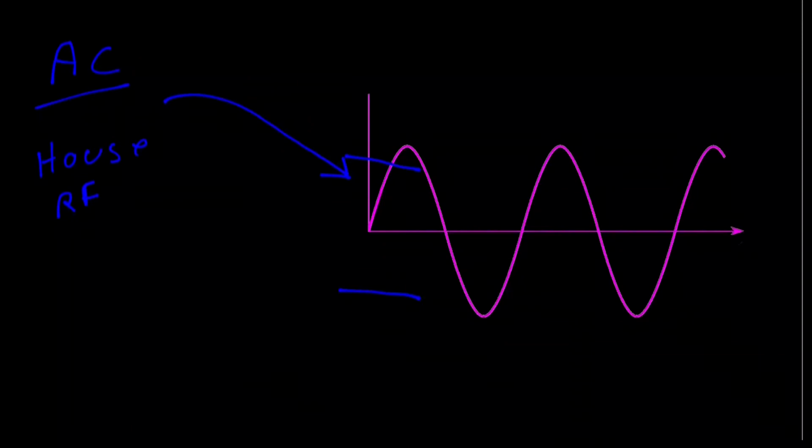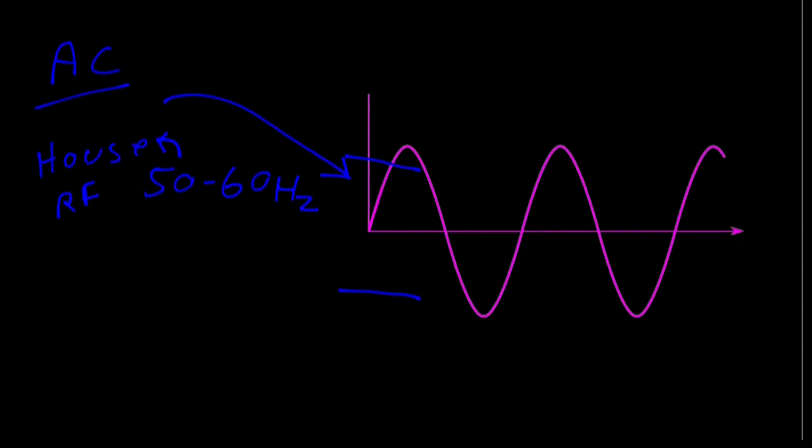And your household current runs at a frequency between 50 and 60 hertz, or cycles per second. RF energy can obviously vary and can be in the gigahertz, kilohertz, or megahertz range.